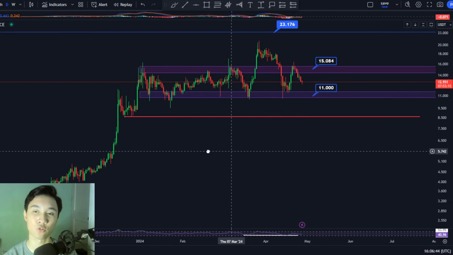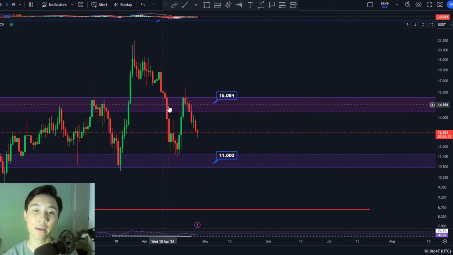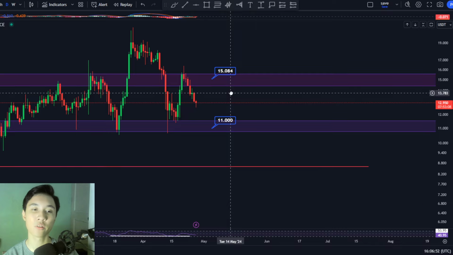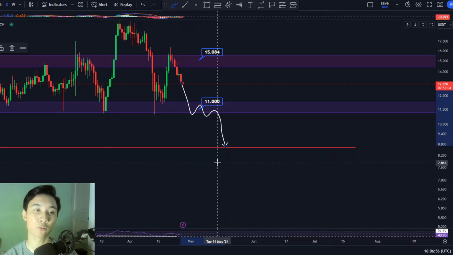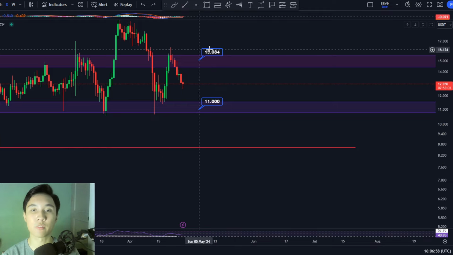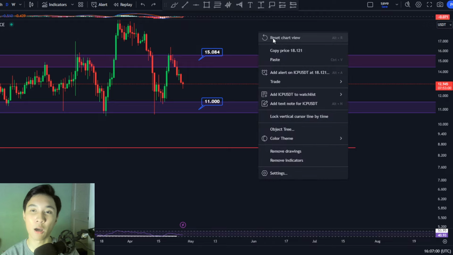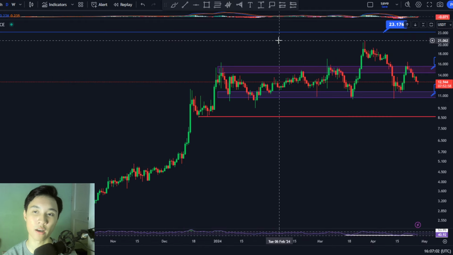As you guys can see, the structure still looks healthy, and as long as we're above $11, like I've said, there is nothing to worry about. The only time I'll be concerned is if we do break below this support zone right here. That could be dangerous, but for now, I still have high confidence for the ICP price.